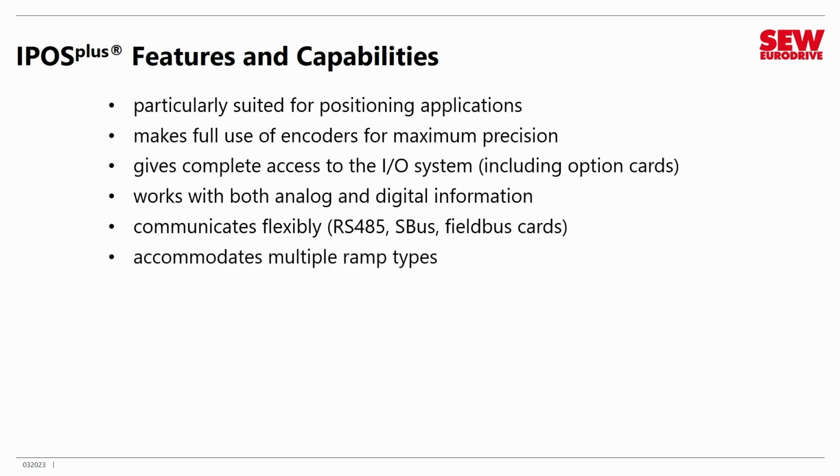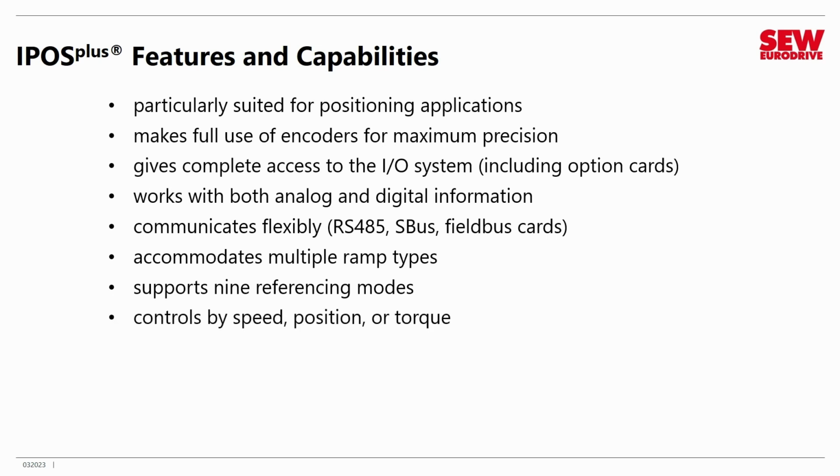It accommodates multiple ramp types, so you can accelerate and decelerate in a variety of ways. It supports 9 different referencing modes, so there are many ways to get your drive referenced. You can control by speed, position, or torque. We'll be exploring speed and position in this class. We will not be exploring torque because that's kind of hard to simulate in a classroom environment, but we will be looking at position and speed.